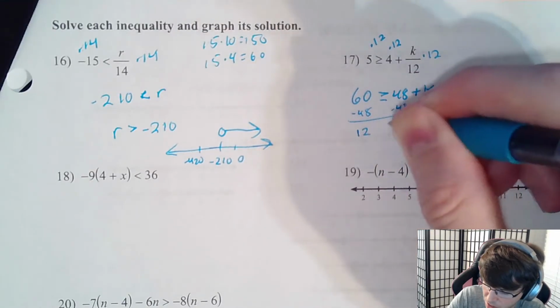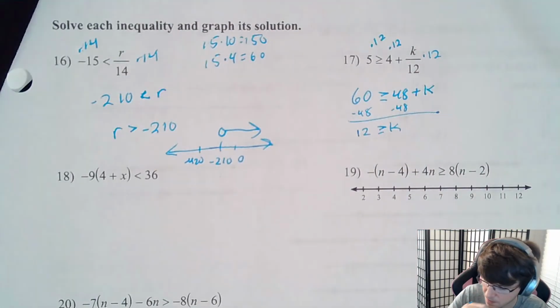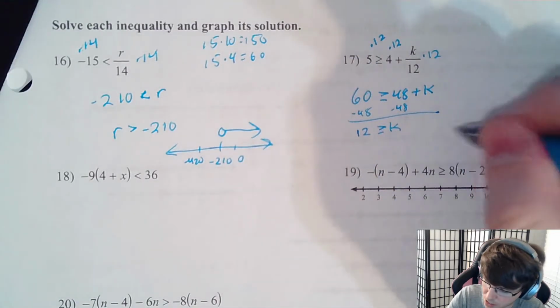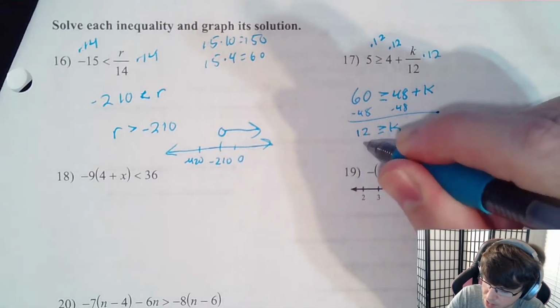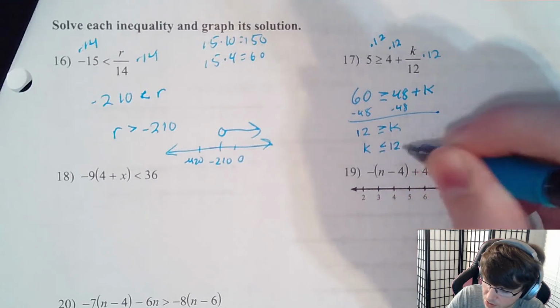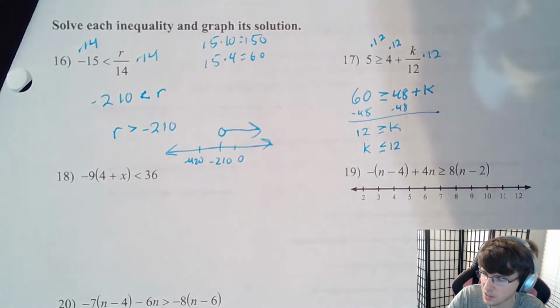It's going to give us 12 greater than or equal to k. And again, using that symmetric property, we're going to rewrite this as k is less than or equal to 12. The alligator was eating the 12. It's still eating the 12.